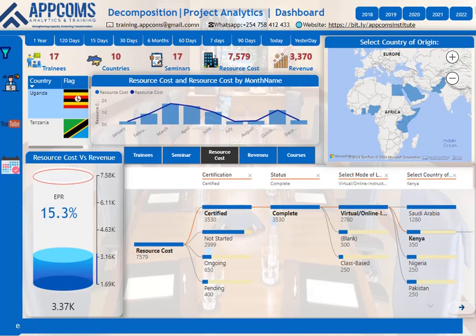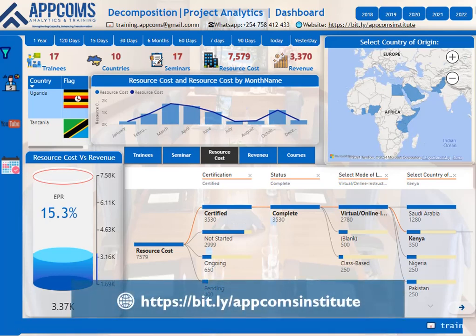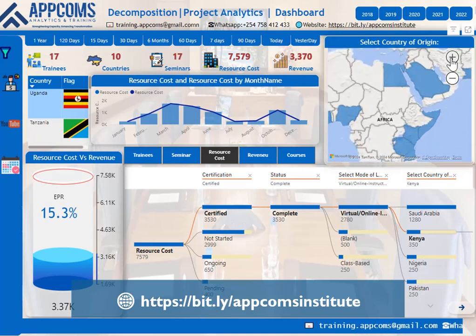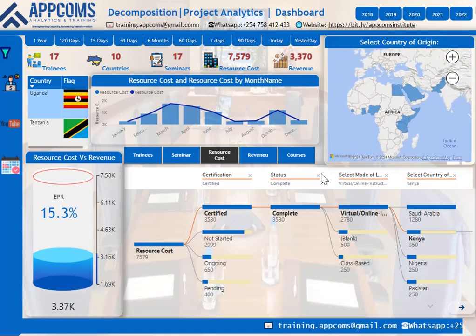be incredibly valuable in a business setting, particularly when trying to analyze complex data or understand the underlying drivers of a particular metric or KPI. Here's how you can effectively use decomposition visuals.